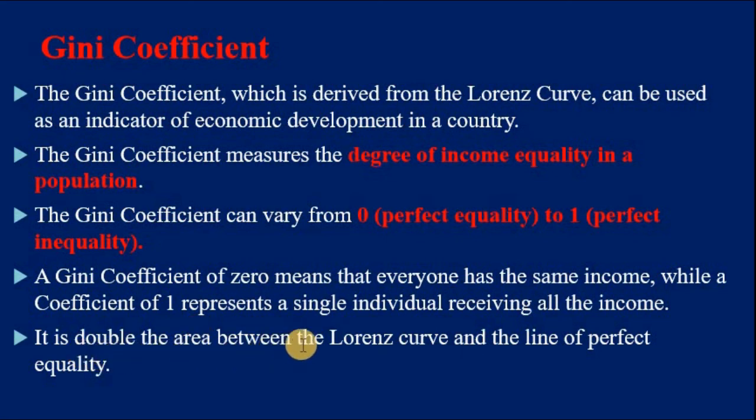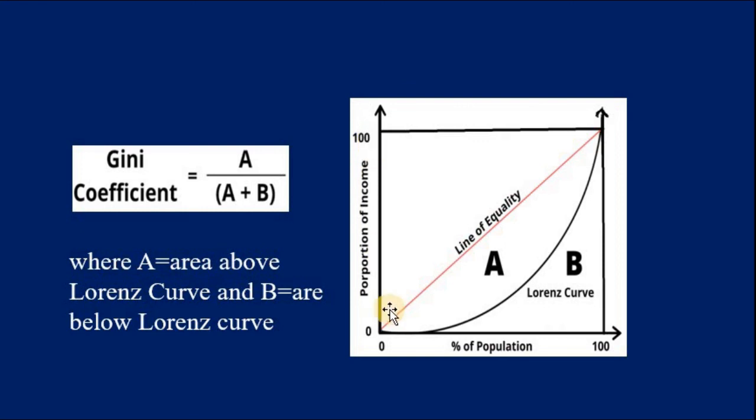It is double the area between the Lorenz curve and the line of perfect equality. Here is a diagram with the 45-degree diagonal, and this curve is the Lorenz curve. What is the Gini coefficient? A is the area above the Lorenz curve, and B represents the area below the Lorenz curve. The Gini coefficient is A divided by A plus B.